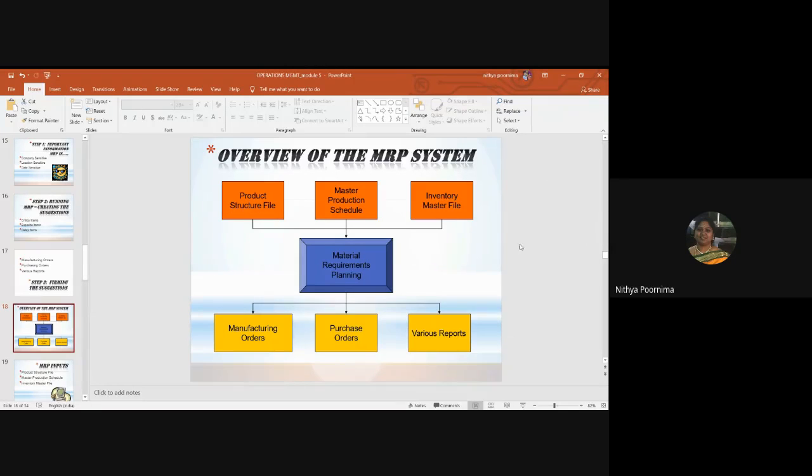So all those reports will enable us to study, and if we need to speed up a process, we can speed up. If there is a need to slow down the process, that also we can do by studying these reports. So that is the general understanding of our MRP system here.